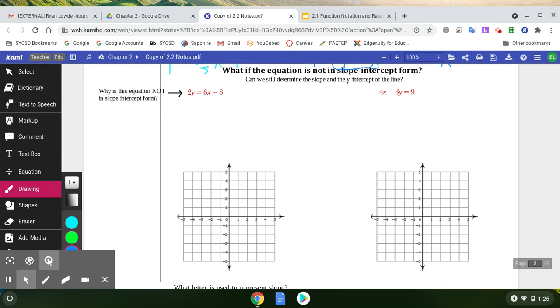To finish up, we have to recognize that not every equation will be written in the form that we like it to be. So if it's not written in slope-intercept form, can we still determine the slope and the y-intercept of the line? So my first question is, looking at 2y equals 6x minus 8, why is this equation not in slope-intercept form? So pause the video to think about that for a moment.